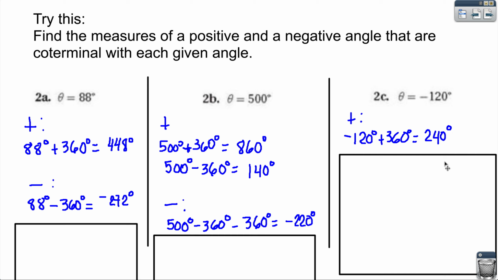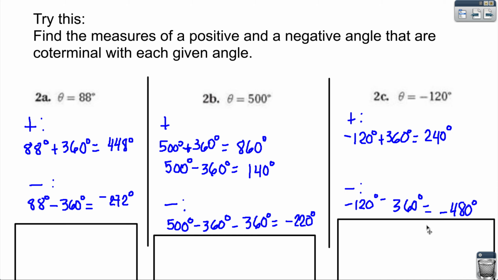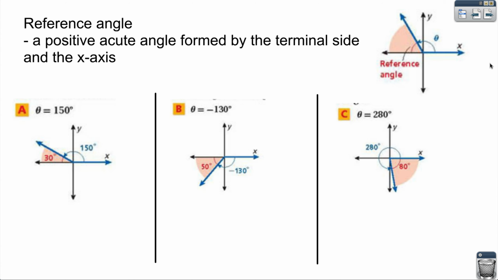On the other hand, to find a negative measure, one can subtract 360 degrees. And if you need more answers, again, keep subtracting multiples of 360. So hopefully we were able to get these possible coterminal measures. Let's bring you forward now. In the next section, we will talk about what you call the reference angles.